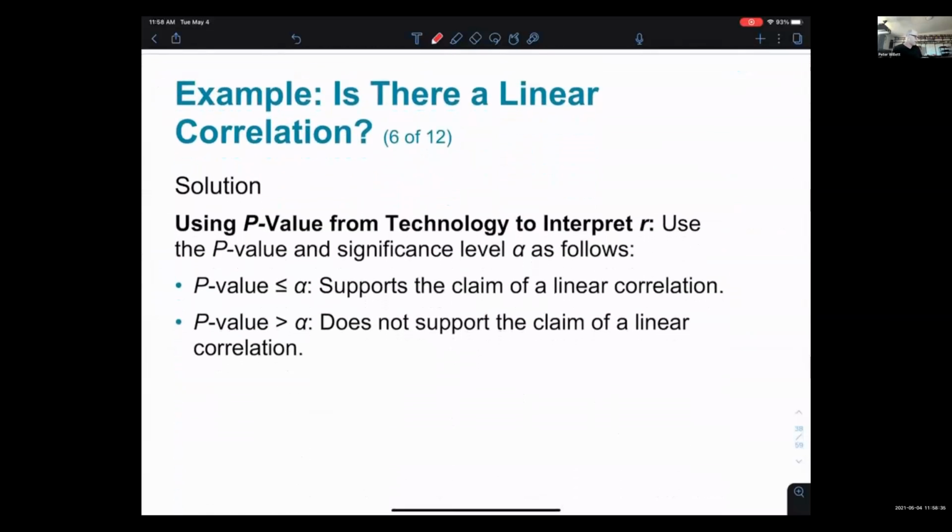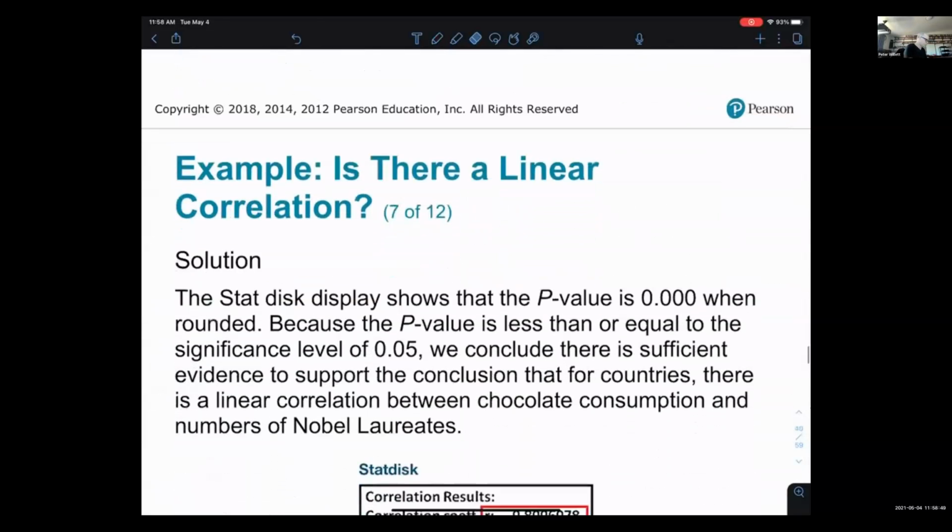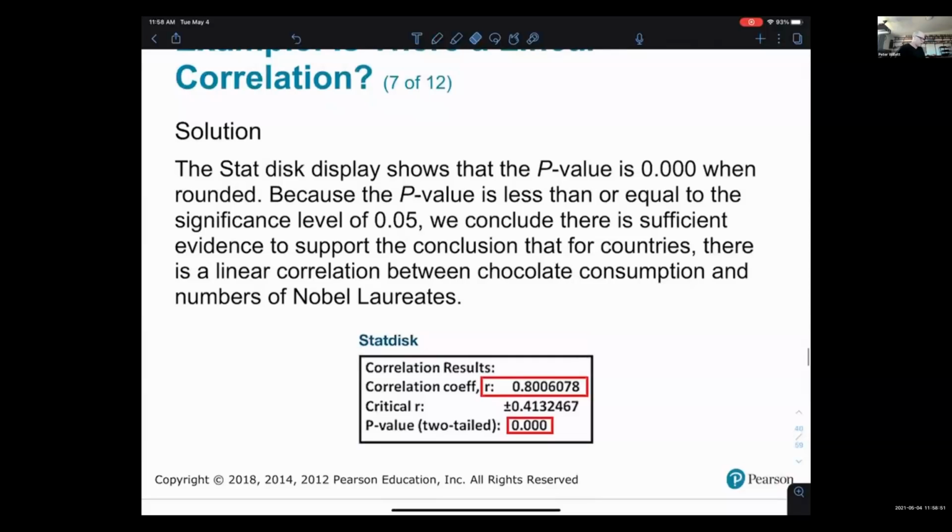So now we have to use technology to compare the p-value to the alpha value. And if the p is low, that's going to support linear correlation. If the p is high, it's not going to support linear correlation. So in this case, there's that R value, and they got a p-value of next to nothing. So they're saying if there was no correlation, the probability that our data would look as much like a line as that data does, if there was really no linear correlation, is practically zero.